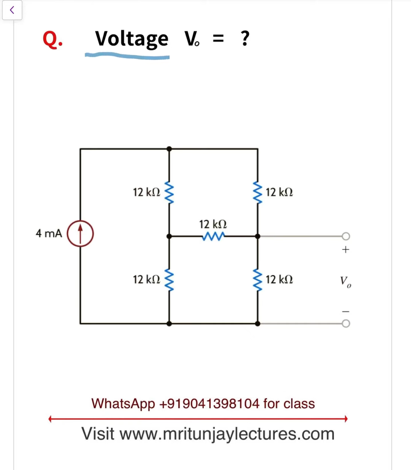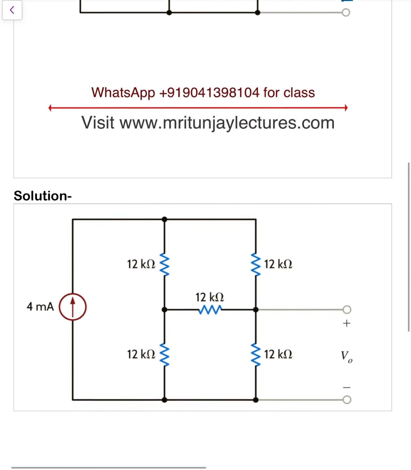Now, question of the day. Our motto: determine V naught. Look here, that is V naught, here plus, here minus. So how can we determine that value?